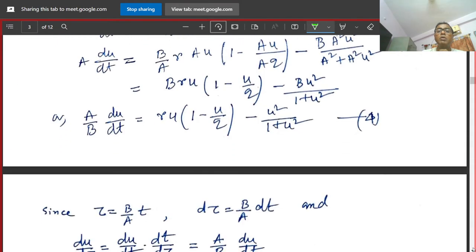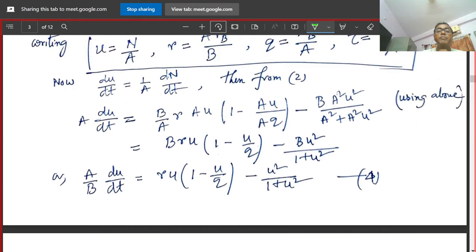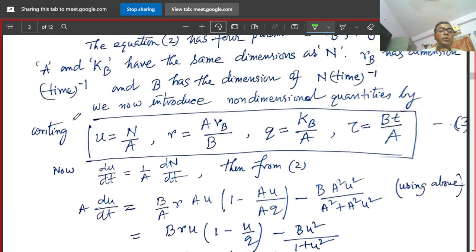Now introduce the non-dimensional quantities: u equal to n by A, r equal to A into RB by B, q equal to KB by A, and tau equal to B t by A. These are the 4 non-dimensional quantities u, r, q and tau.